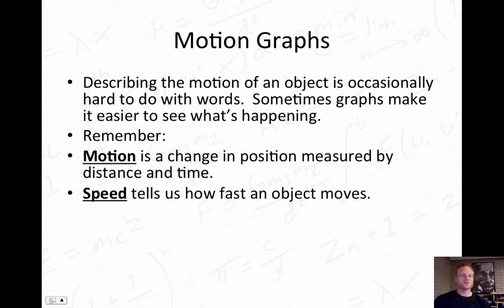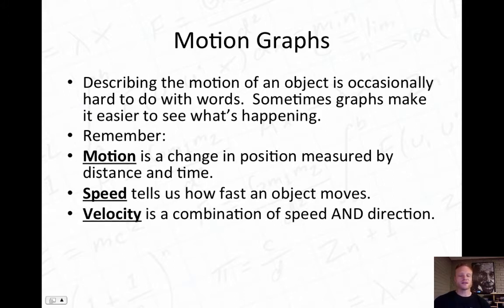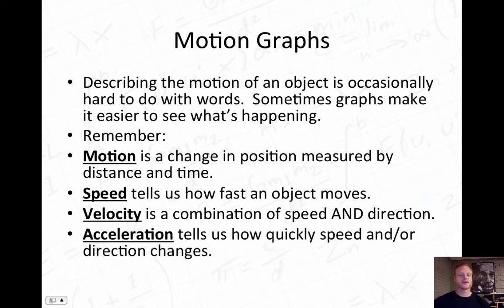A couple of things to remember, just because I'm going to use some words and want to make sure you don't forget what these mean. Motion is a change in position measured by distance and time. If something is moving, we measure it relative to something: how much has it moved away from something, and how long did it take? Speed tells us how fast an object moves, and velocity is a vector quantity, which means it has a magnitude, a numerical value, and a direction associated with it. Acceleration tells us how quickly speed and/or direction changes. I always like to think of acceleration as how much velocity changes.